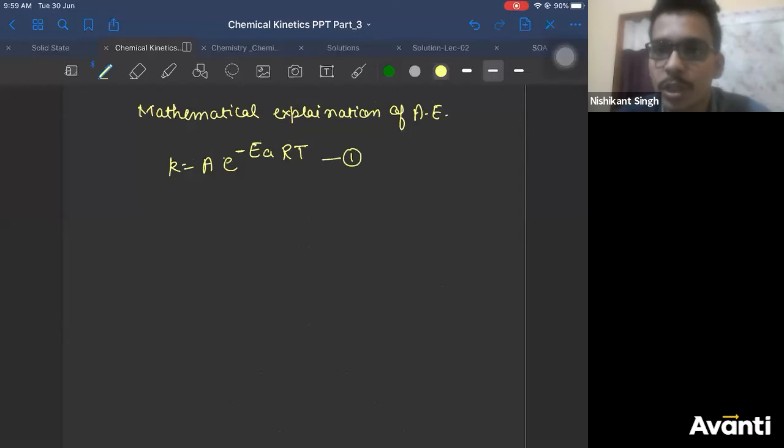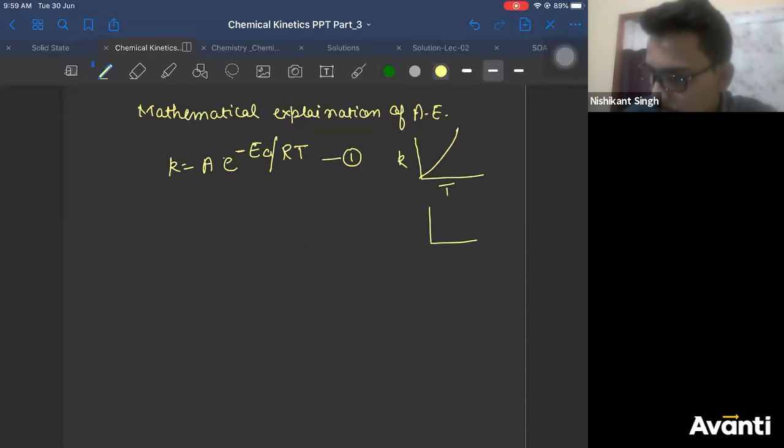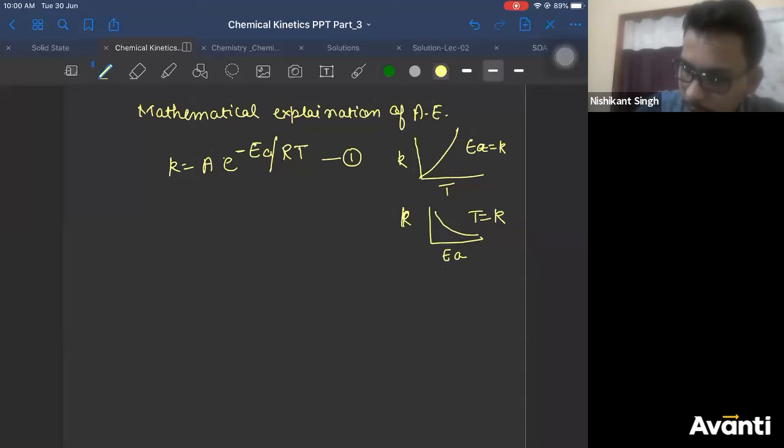This is your first equation, right? So you know if you plot k versus temperature, as temperature increases, rate increases, it should follow an increasing graph like this. And if you plot versus activation energy, it will decay exponentially, assuming temperature and activation energy are constant in the respective graph. You can say Ea constant here, you can say temperature constant here. These two things you should know. This is your first equation of Arrhenius.